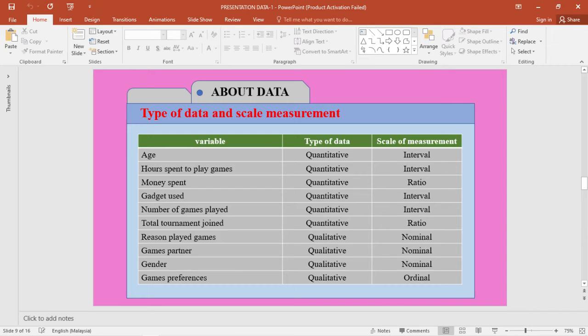I want to explain about our data, variables, and demographic attributes. First of all, we used 10 variables in this survey. And the type of data we used are two types: one is quantitative, another one is qualitative. Overall, quantitative stands for 60% and qualitative stands for 40%. There are several types of scales of measurement found in this survey: interval, ratio, nominal and ordinal.